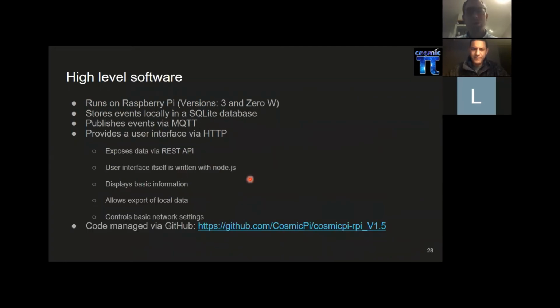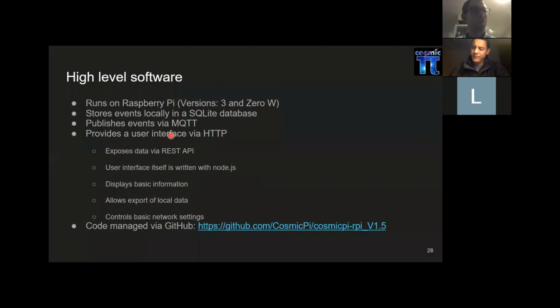From version 1.5 onwards, we have more sophisticated, high-level software. All this runs on a Raspberry Pi. We have a local SQLite database, which is stored on the SD card. We also publish events via MQTT, which is a very simple protocol for Internet of Things applications. And we share all this with the users over Wi-Fi. From version 1.5 onwards, we create a Wi-Fi hotspot when you power up the Raspberry Pi inside the box, and you can connect to it with your laptop or smartphone over a fully wireless connection.